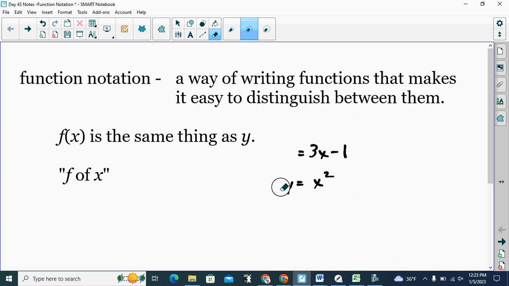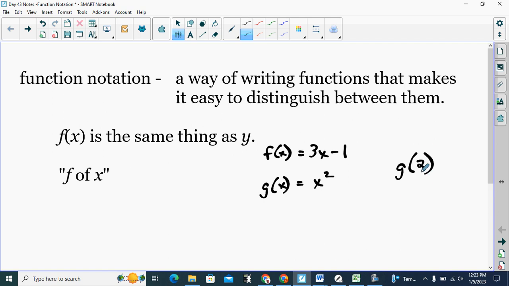Whereas if I called this one f of x, and this one g of x, now I can very easily show that I want to plug 2 in for my x into the g function. So notice the x is 2, and it's saying to plug it into the g of x equation. Whereas if I wanted to plug 2 into the top equation, we would write that as f of 2. f of 2 means go to the f of x equation and plug 2 in for the x. We replace the x with a 2. So it makes it easier to distinguish between these different functions if I call one of them f and one of them g, instead of just saying y equals, y equals.